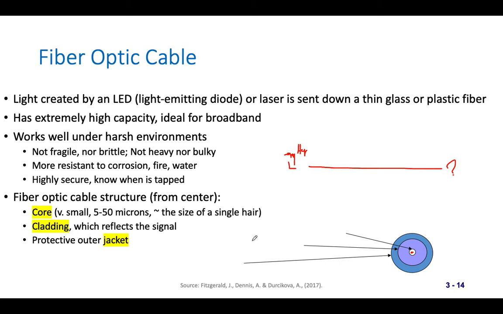Sure, we need to protect that part, which is the fiber glass part. How do we protect it? We surround that glass with multiple layers, which you can see here, a couple of layers. This one we call the cladding. The cladding is some kind of intensely compressed plastic or fiber foam.